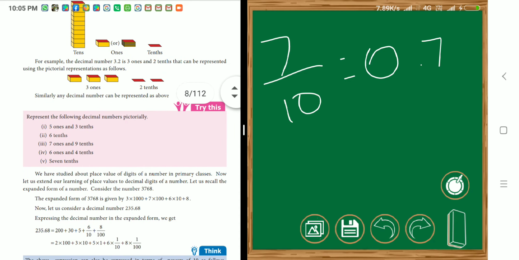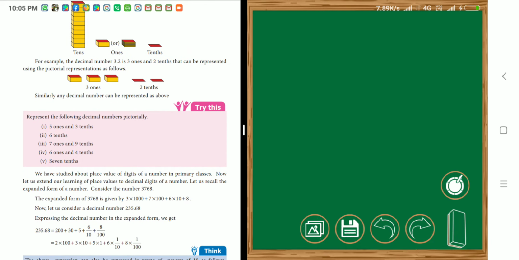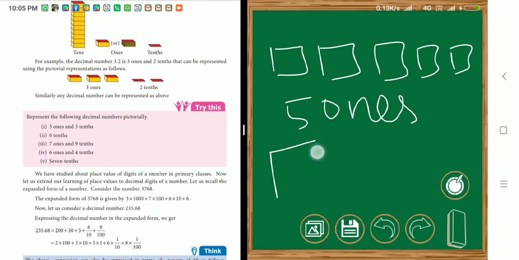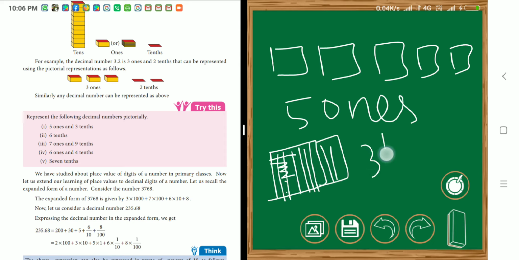The next question: represent the following decimal numbers pictorially. 5 ones and 3 tenths. Ones you can always take as square boxes like this. This is for 5 ones. And tenths means one part is divided into 10 equal parts: 1, 2, 3, 4, 5, 6, 7, 8, 9, 10. Out of the 10, you need to shade only 3. This is called 3 tenths.